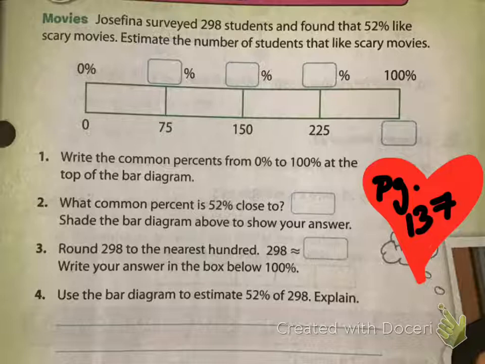So I've given you some percents and fractions that you need to memorize. So we're going to go over those. How many boxes do we see on our bar graph? Yeah, we see 4. So based on that, we see that 0% is 0/4. This is 1/4. This is 2/4. This is 3/4, and 100% is 1 whole, or 4/4.